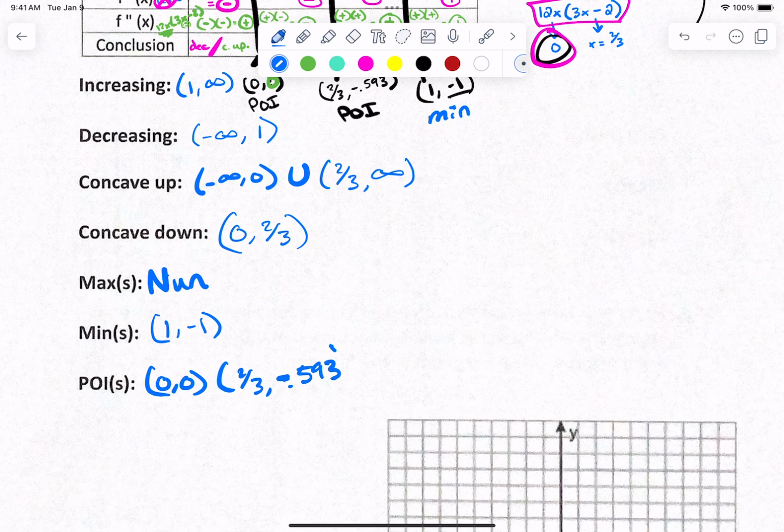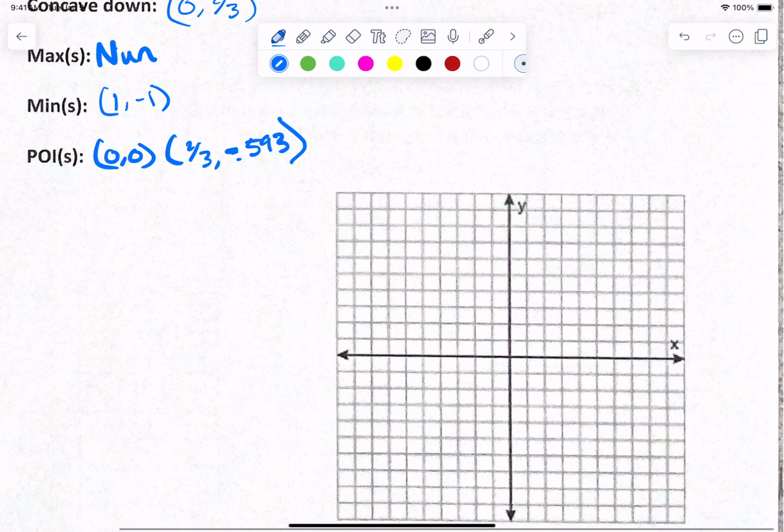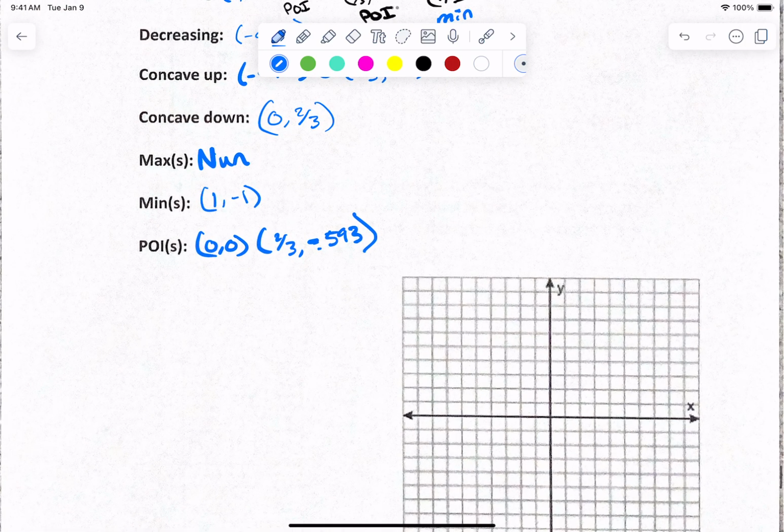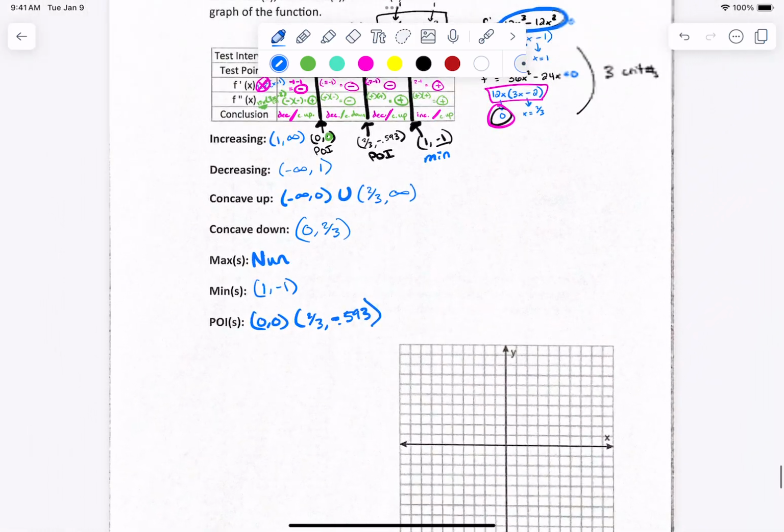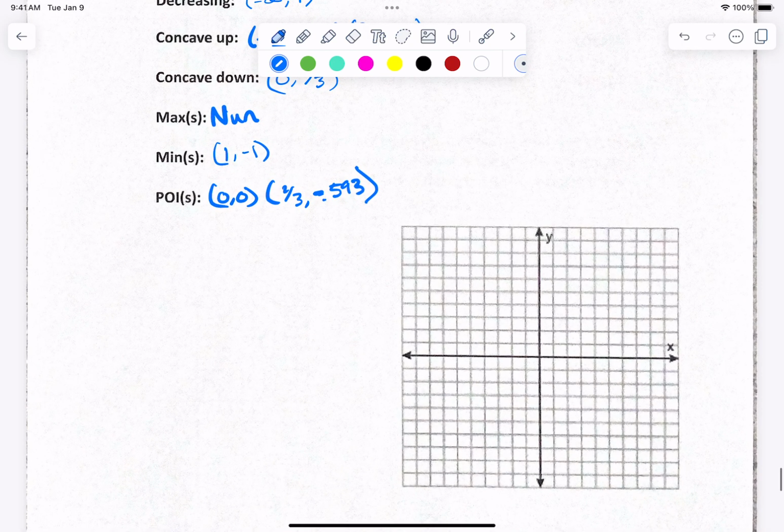Okay, let's plot him. How do we start plotting this? You put your marks down. The coordinates, which ones are our coordinates? The maxes, mins, and pois. Those are the only coordinates that we actually know, right? So 1, -1, this guy is a min. Okay, 0, 0 is a poi. And 2/3.